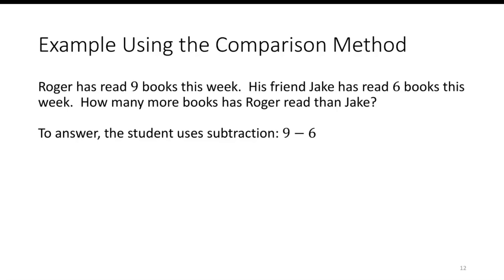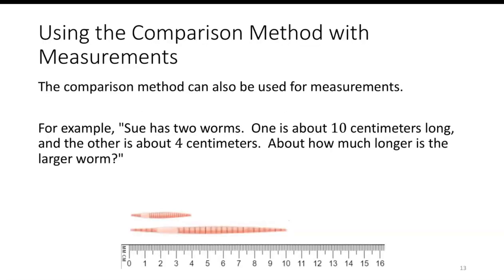Another example, Roger has read 9 books this week. His friend Jake has read 6 books this week. How many more books has Roger read than Jake? For the answer, we would do subtraction, 9 minus 6. The comparison method can also be used for measurements. For example, Sue has 2 worms. One is about 10 centimeters long and the other is about 4 centimeters long. How much longer is the larger worm? Basically, that's 10 minus 4.